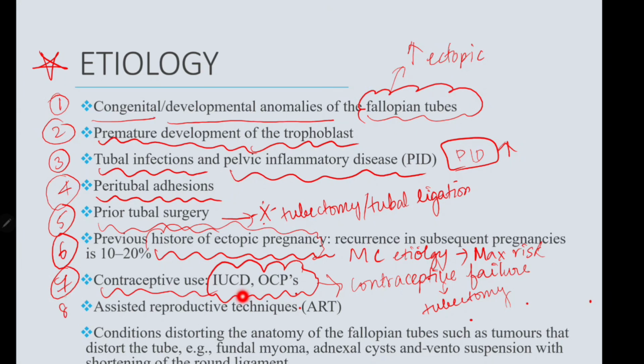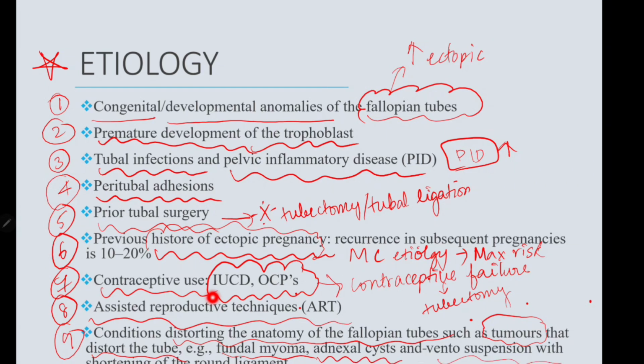And then the next one is assisted reproductive techniques. And the next one is conditions that distort the anatomy of the fallopian tube, such as any tumors that will distort the tube. Example, fundal myoma, any adnexal cysts, and venous suspension with shortening of the round ligament.